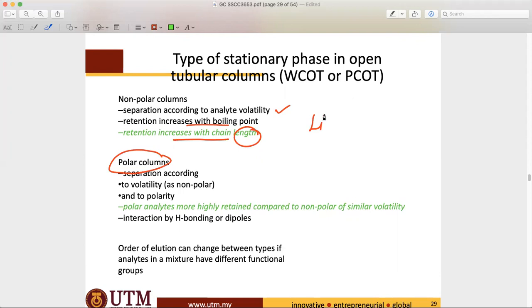So this is like the 'like dissolves like' principle. Interaction is by hydrogen bonding or dipoles. The order of elution can change between types if analytes in the mixture have different functional groups. So all of these parameters you need to know to ensure that your separation is efficient and effective.